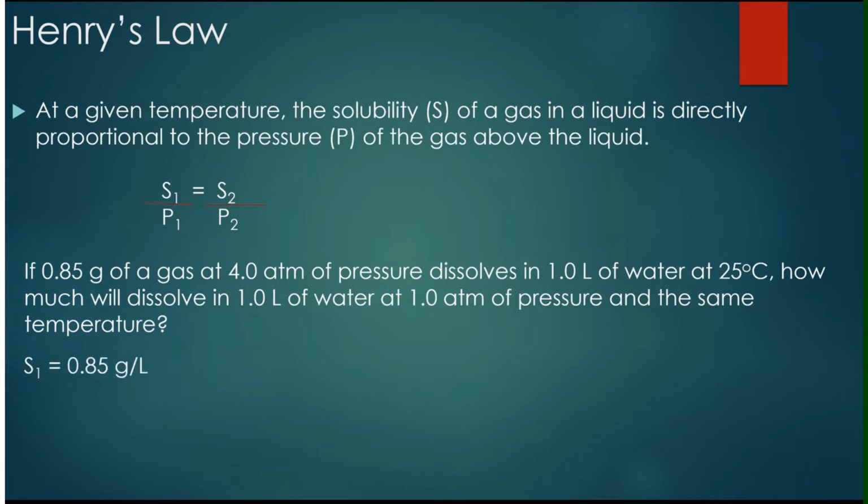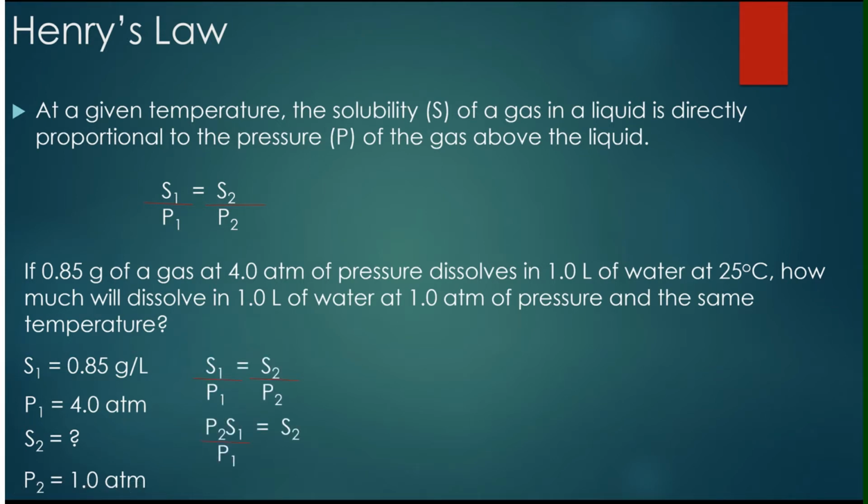Again, I like to list out my variables. If we're using Henry's law, we're going to have an S1, and that is our 0.85 grams per liter. Our P1 is 4 atmospheres. Our S2 is what they're looking for, how much will dissolve per liter. And this is how much is dissolved per liter. And our second pressure is just 1 atmosphere.